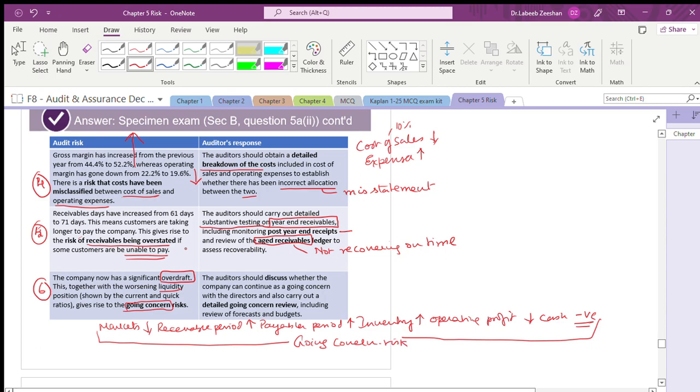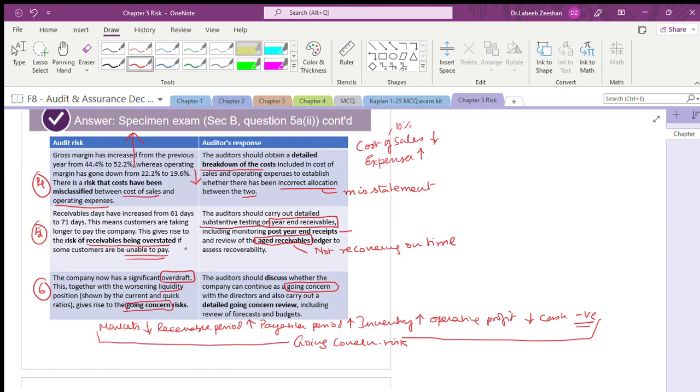Is it a going concern risk? The auditor should discuss whether the company can continue as a going concern. It means if so many things are going negatively, can we survive? See, as simple as that. If things are going so badly, most companies will become bankrupt and close down. The auditor's response is to discuss with the management whether there are going concern issues.